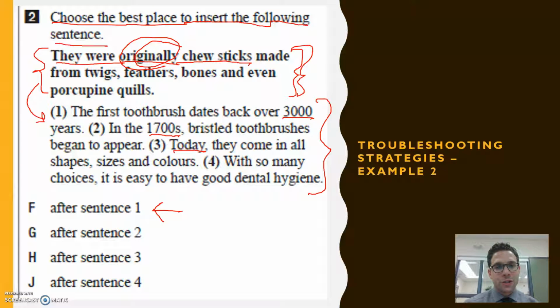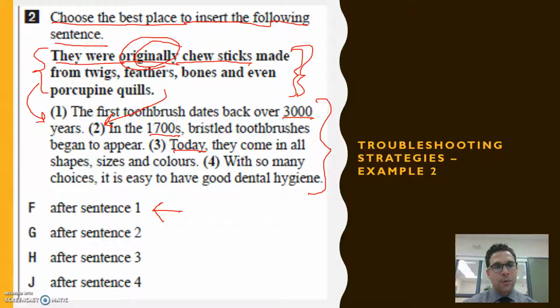The first toothbrush dates back over 3,000 years ago. They were originally chew sticks made from twigs, feathers, bones, and even porcupine quills. In the 1700s, bristled toothbrushes began to appear. Today, they come in all shapes, sizes, and colors. With so many choices, it is easy to have good dental hygiene.